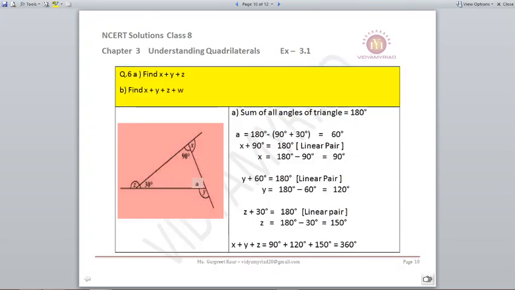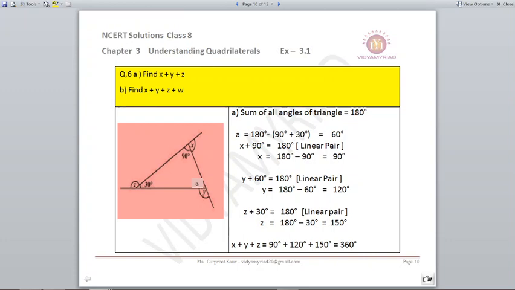Question number 6, A part. The shape is given to you. We have to find x plus y plus z. Understand this. All the exterior angles, the sum of them will be 360 degrees. Let us find out on the basis of the triangle property. We have 90 degrees, we have 30 degrees. Along with this, we know that the angle sum property of a triangle is 180 degrees.